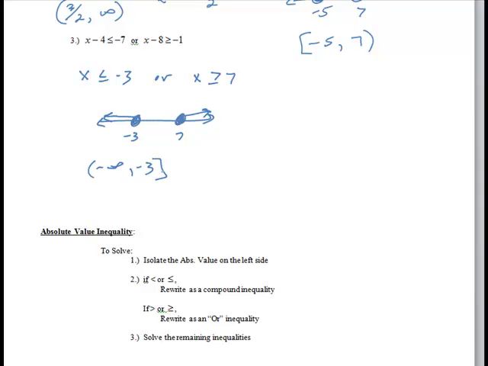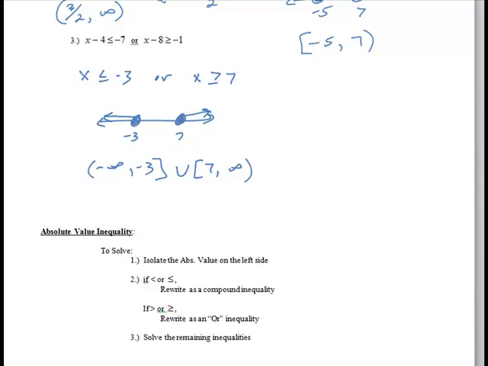All the values less than or equal to -3, all the values greater than or equal to 7, not forgetting that word OR in between the 2, and we have a notation or a symbol that stands for OR. It's called the union symbol, looks like an OR. So this is how we would write the answer in interval notation.